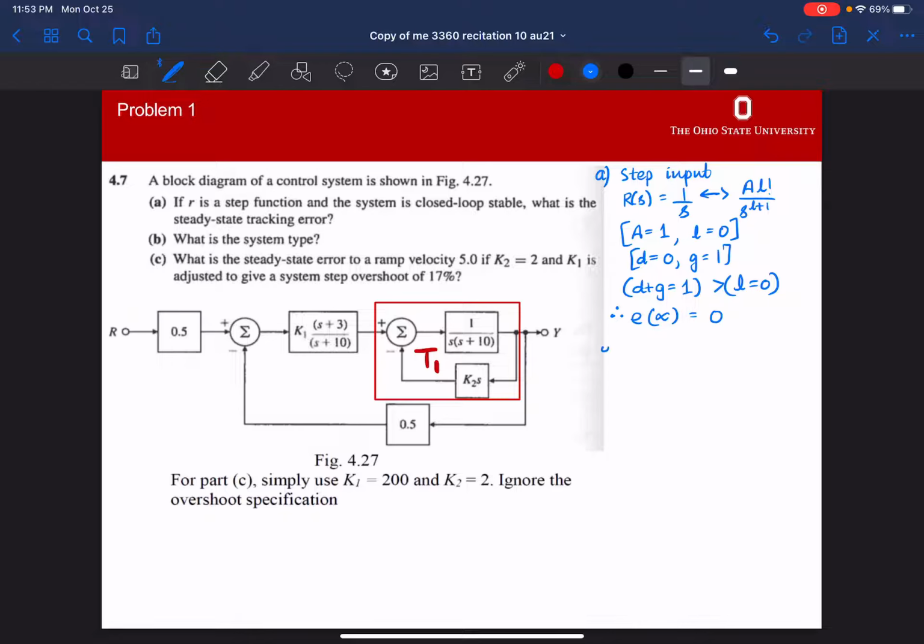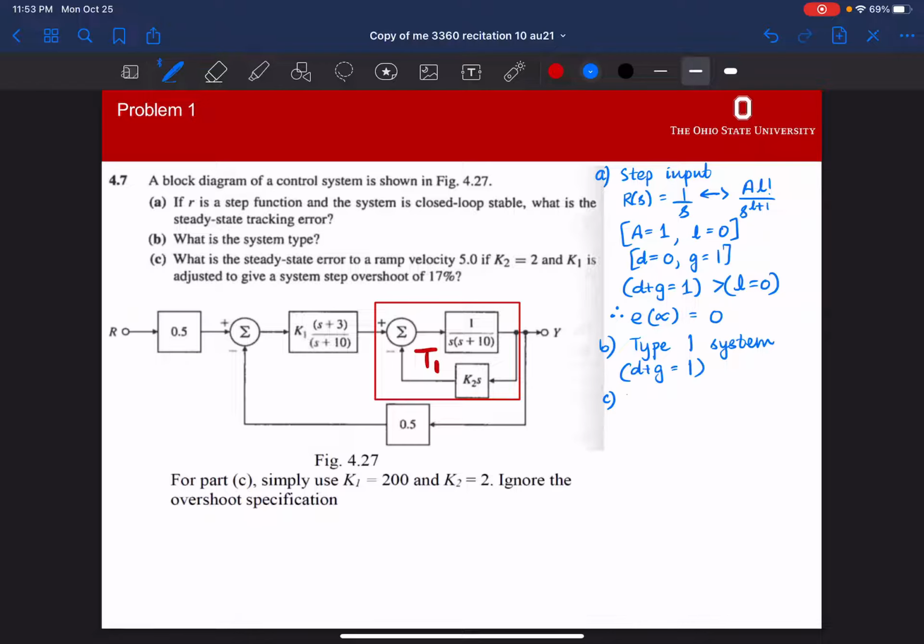So now let's go on to part B. They're asking us what would be the system type. So as we saw that the value of d plus g is 1, this is a type 1 system, right? There you go.